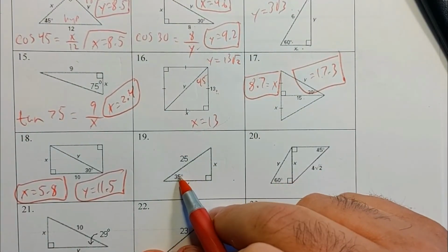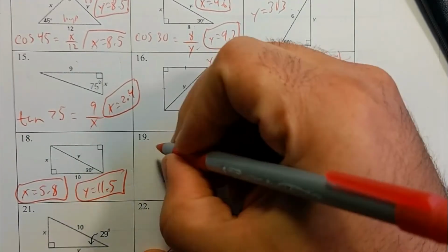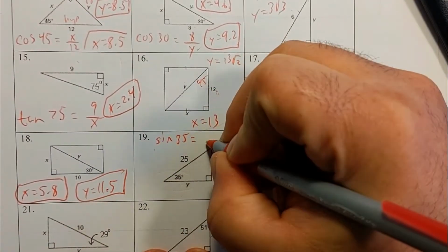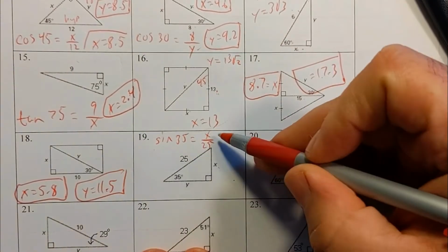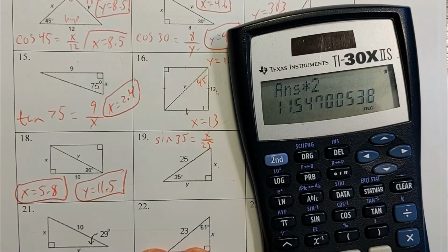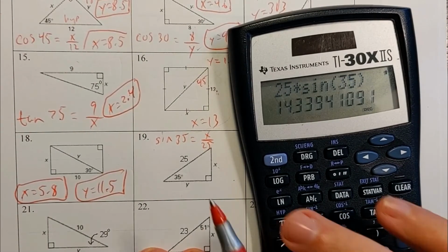Number 19 is not a special triangle, so you can't do that. You have to go from this angle, x is your opposite, 25 is your hypotenuse, that's going to be sine. The angle goes next to the sine, opposite goes on the top, hypotenuse goes down to the bottom. This one has the variable on top, so you're multiplying it. In the calculator, you're going to go 25 times the sine of 35, and you get 14.3.